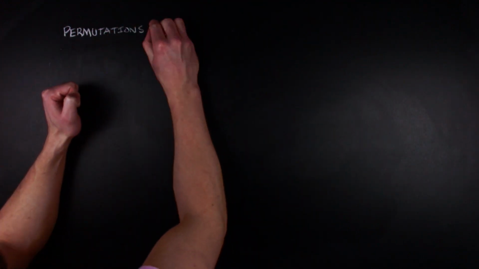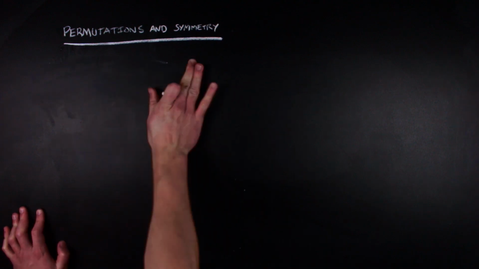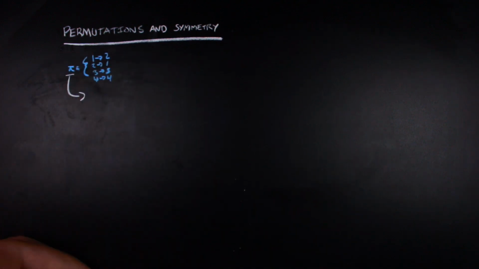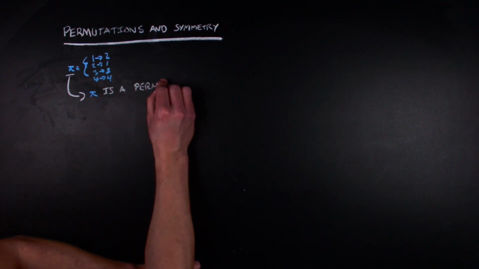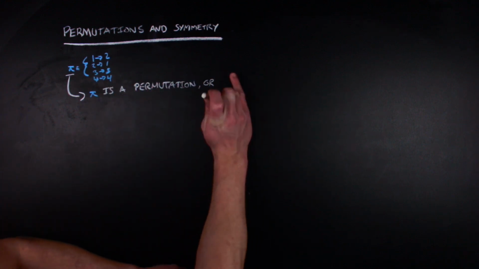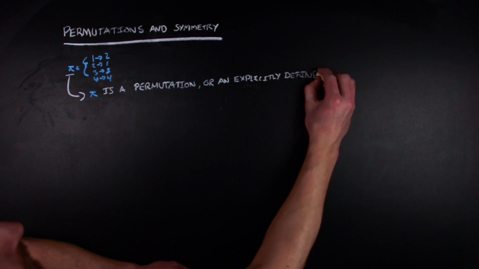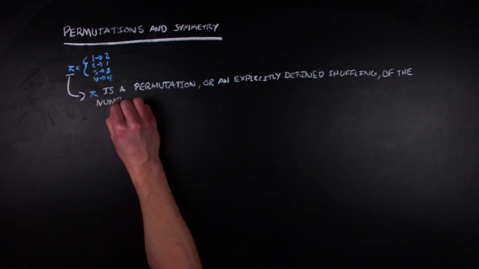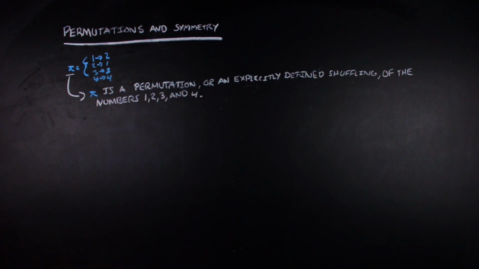So if we go ahead and recall what that shuffling map was, we'll call it pi here. 1 went to 2, 2 went to 1, 3 went to itself, and 4 did as well. Pi is what is called a permutation. And so in an intuitive sense, and in this case specifically, it's shuffling the numbers 1, 2, 3, and 4 in an explicitly defined way.